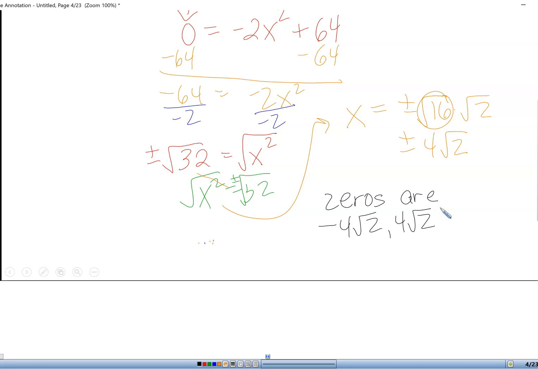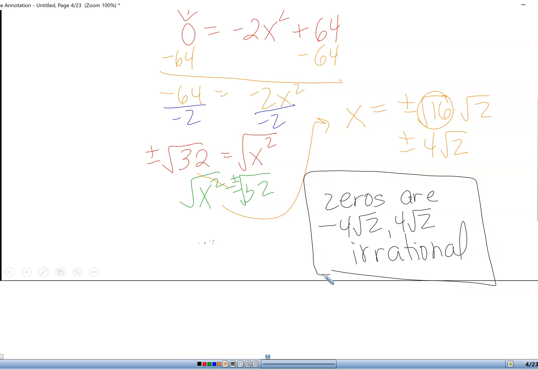And then don't forget that second part. What was that second part? We have to identify whether they are rational, irrational, or imaginary. No i's showed up anywhere, so they're not imaginary. We do still have a root, so that means they are irrational. And that will finish up all parts of this problem.